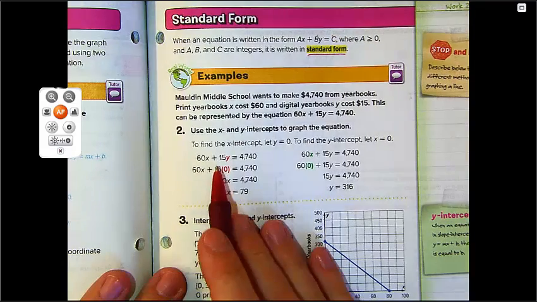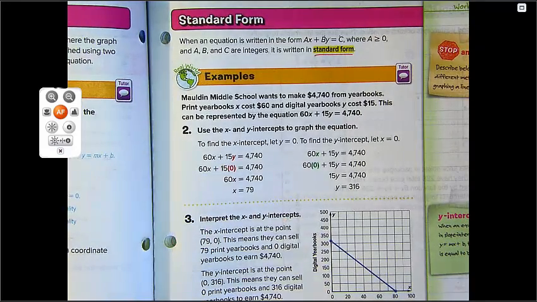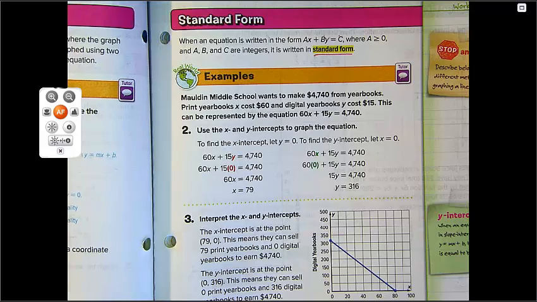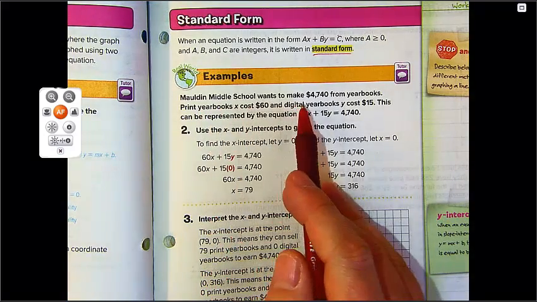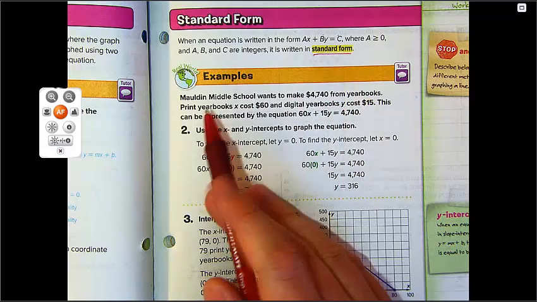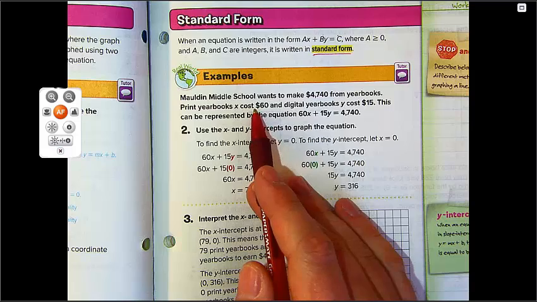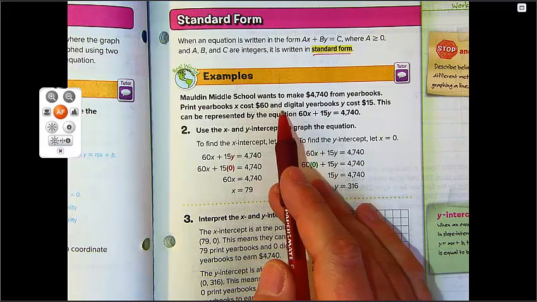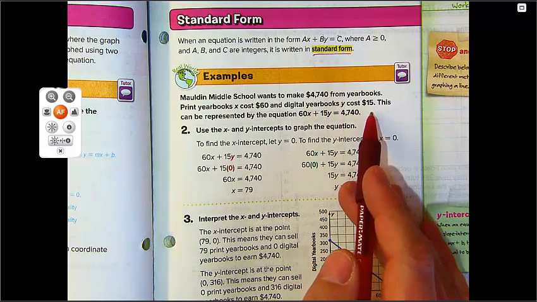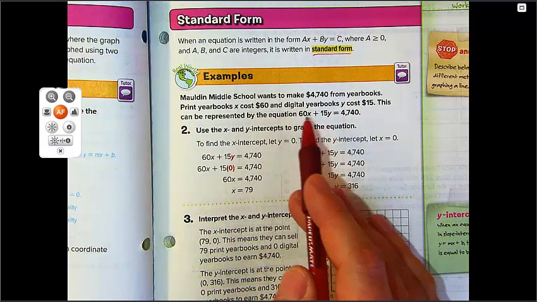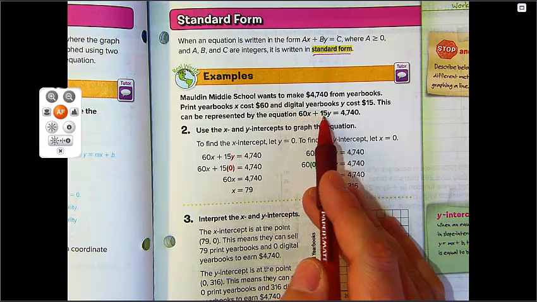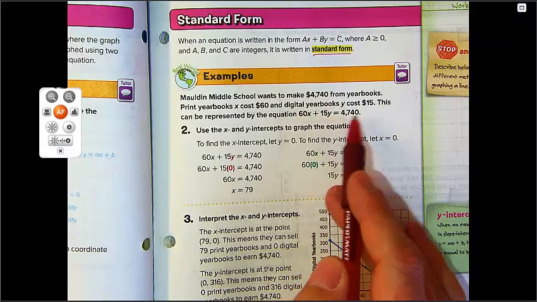So, same basic way we solve here. We solve this very similar to the way we did before. It's all about finding intercepts. So it says Madeline Middle School wants to make $4,740 from yearbooks. So they want to make money from selling yearbooks. It says print yearbooks x cost $60. So normal yearbooks cost $60 and digital yearbooks cost $15. This can be represented in the equation 60 times x, the normal yearbooks, plus 15 times y, the digital yearbooks, will equal this amount.